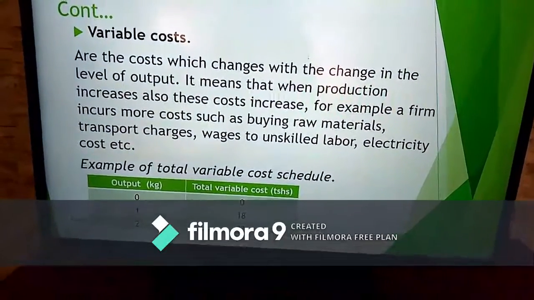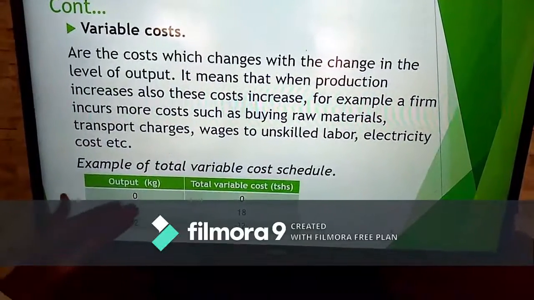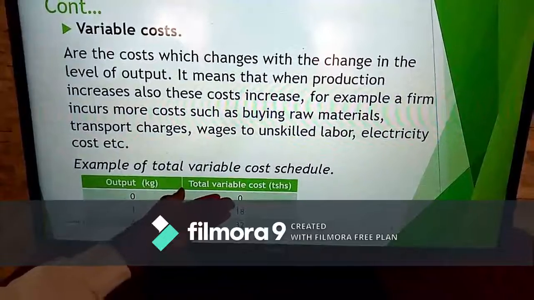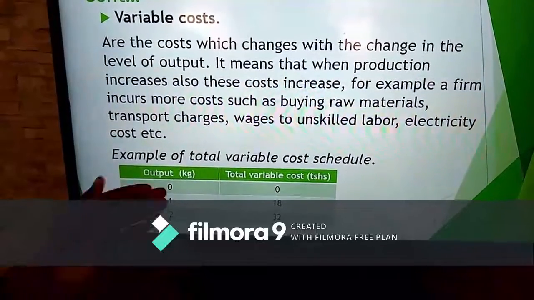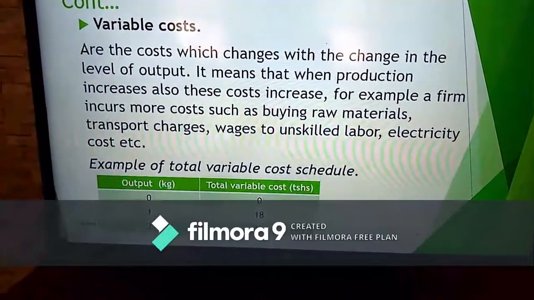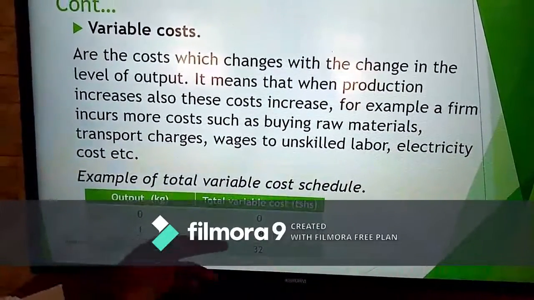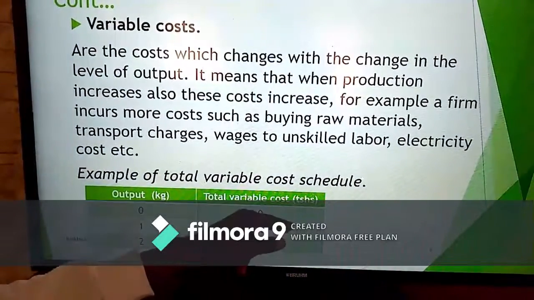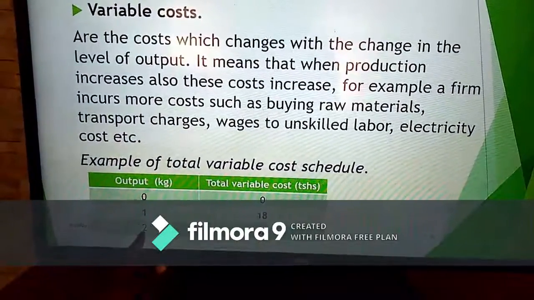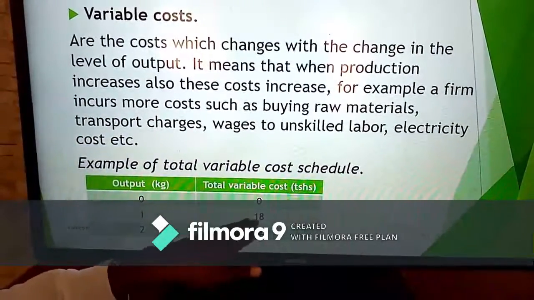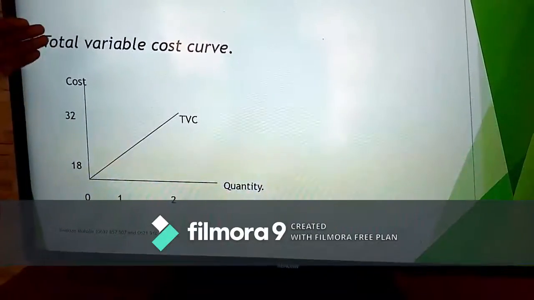Now, an example of a total variable cost schedule is this one here. You can see that a firm can never pay variable cost if it produces nothing. This cost is incurred when production takes place. At output level 1, the firm pays 18 shillings of total variable cost. But when production increases from 0Q1 up to 0Q2, the total variable cost also increases from 18 to 32 shillings. This can be shown by the graph here.